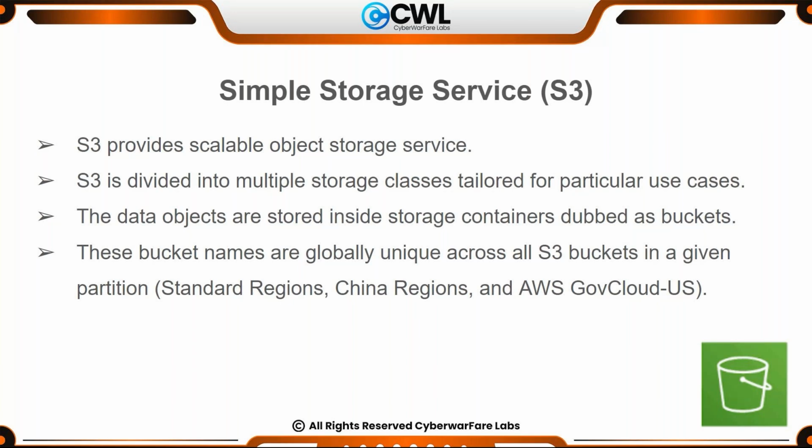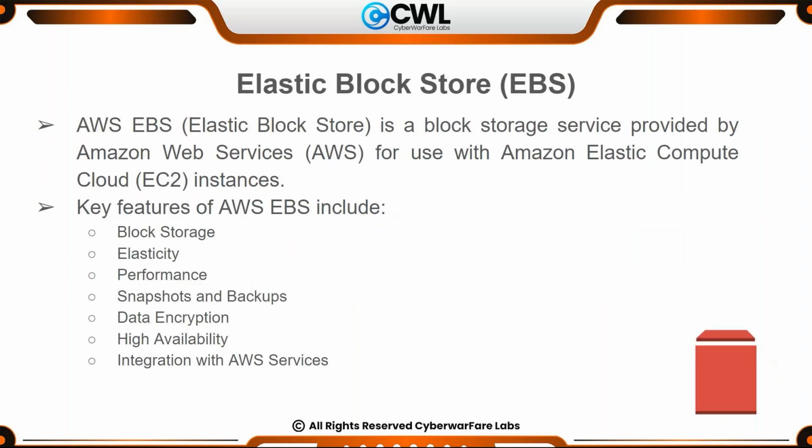It also offers features such as unlimited storage capacity, high availability, and low latency access to stored data. Next, on our deck, we have EBS, Elastic Block Store. Elastic Block Store is a block storage service provided by AWS only that allows users to create persistent block storage volumes for use with Amazon EC2 instances.